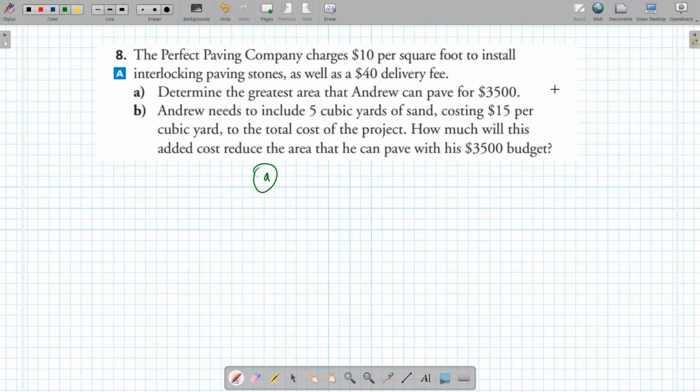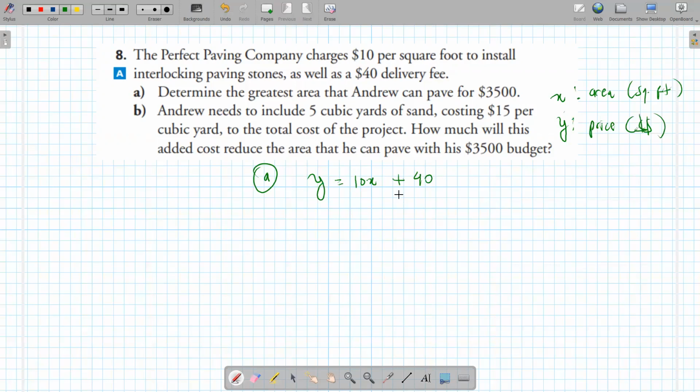So y is going to represent the area of the paving stones. Okay, y is the area. And no, actually y is not the area. x is the area. y is the price. Price is dependent upon area. That's why y is going to be the price in dollars, and area is in square foot. Okay, that's our x and y. Therefore, the equation is going to look like this. y equals 10x plus 40, the flat fee. That's going to be the y-intercept.